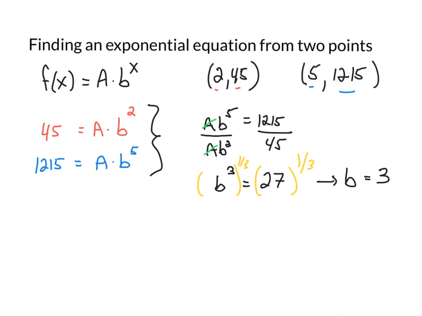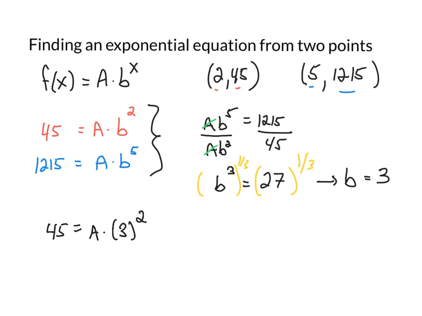So I'm going to take this b and plug it into one of my equations. I could pick either one of these, it doesn't matter which one. This one I'm going to choose, it has a smaller exponent, so I think it'll be easier to work with, but we could do the same thing with the blue equation. I'm going to plug b equals 3 back into this right here. Okay, so what we get is 45 is equal to a times 3 squared.